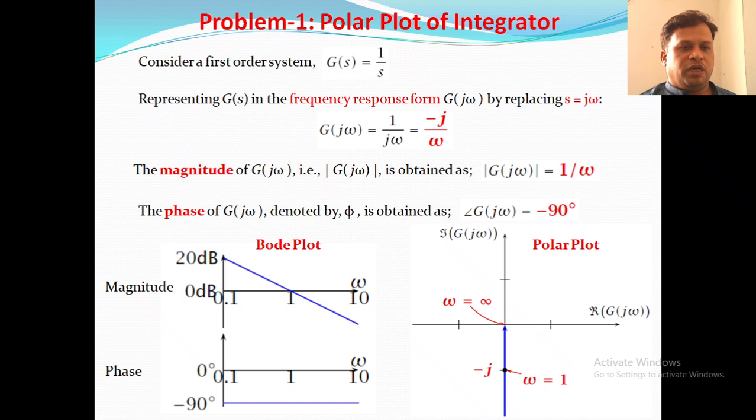The magnitude of G(j omega), that is the modulus of G(j omega), is obtained as |G(j omega)| equals 1 by omega. Now the phase of G(j omega), denoted by phi, is obtained as angle G(j omega) equals minus 90 degrees. So the phase is minus 90 degrees and the magnitude is shown here as 1 by omega.